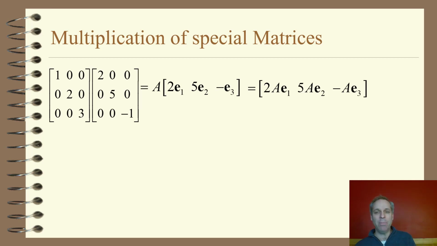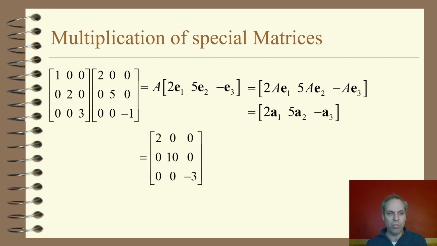But then A times E1, we did that multiplication already. That is the first column of A. And A times E2, that's the second column of A. And A times E3, that's the third column of A. So you get this. But then we know what those columns are, so I can just do the multiplication. That's 2 times the first column, 5 times the second, and negative 1 times the third.